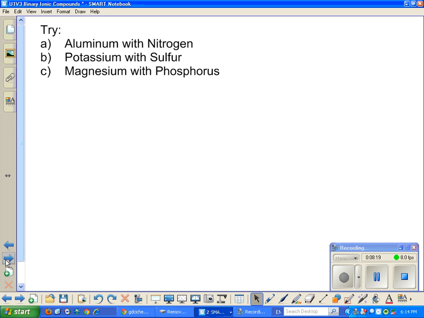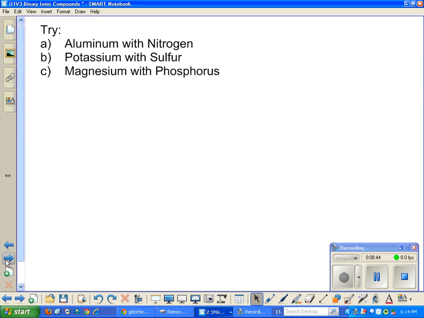All right, I'd like you to try a few more examples to see if you have the right idea. I'd like you to try aluminum with nitrogen. I'd like you to try potassium with sulfur and magnesium with phosphorus. I'm going to model the first one with you, but instead of using Bohr-Rutherford this time, let's use Lewis dot diagrams. And then I'd like you to pause the video after example A, try B and C, and then click it on again to see if you did it right.